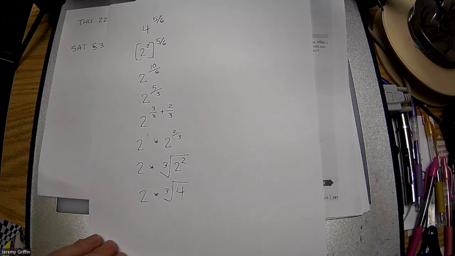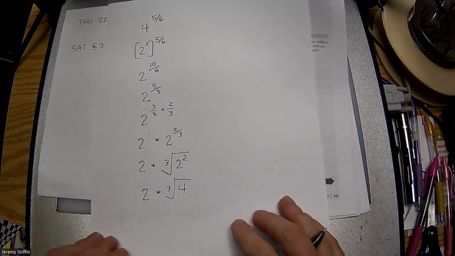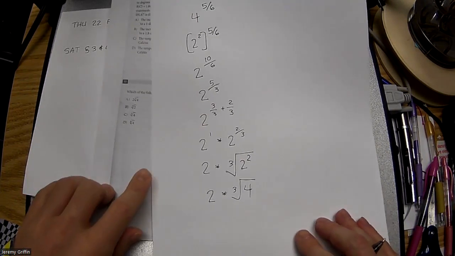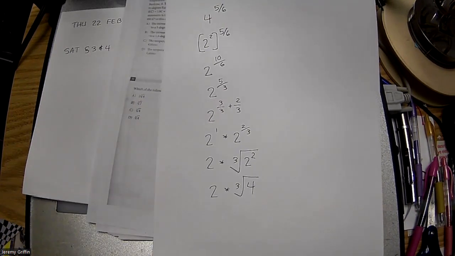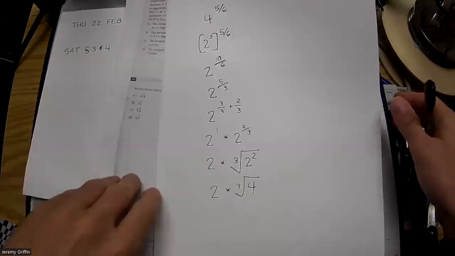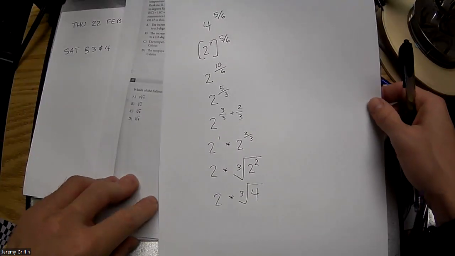Woo! That was a lot of steps. But I think that's what they're looking for. 2 times the cube root of 4. That looks like option A. Let me make sure 10 is A. 10, yeah, 10 is A. All right, got 10 is A. All right, you guys ready for 11?